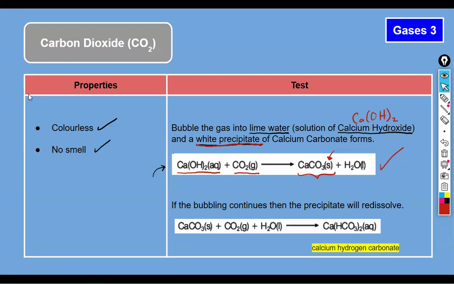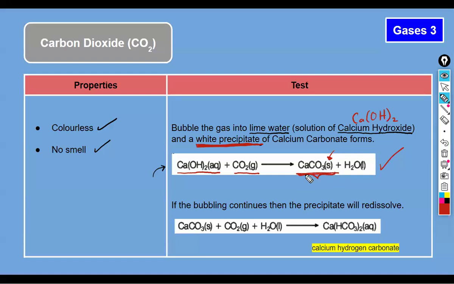Now here's the thing, right? If you do the experiment for too long, like when you now start to bubble the carbon dioxide through the lime water, you will see the white precipitate, the calcium carbonate solid. But if you do the experiment for too long, the white precipitate disappears. And sometimes in the exam, they just ask you to explain why. Why does the white precipitate disappear if you do the experiment for too long? And I have the answer here.